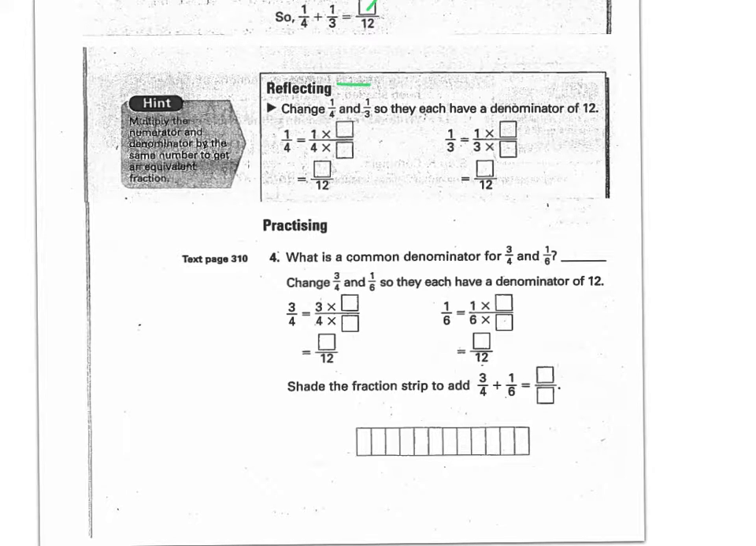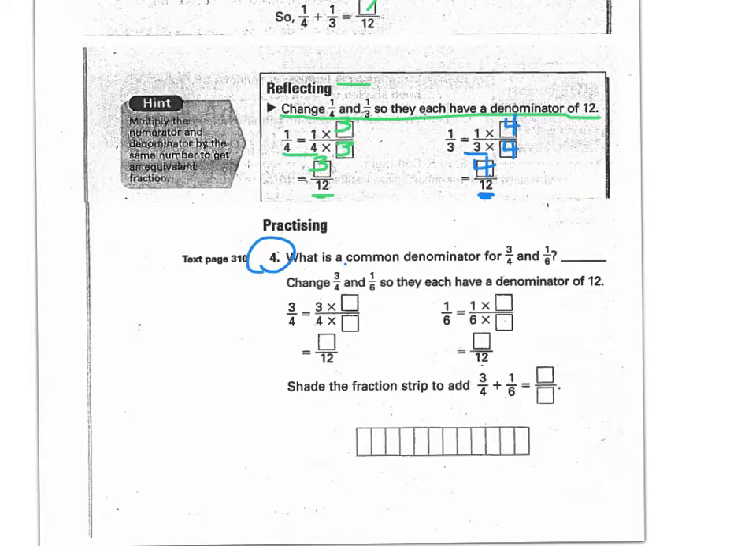Let's review. Changing 1/4 and 1/3 so they each have a denominator of 12, I need to multiply the 4 by 3 to get 12. So I do that to this top number, 3. I need to multiply the 3 by 4 to get 12. So I also have to do that to the top number, the numerator. It becomes 4.